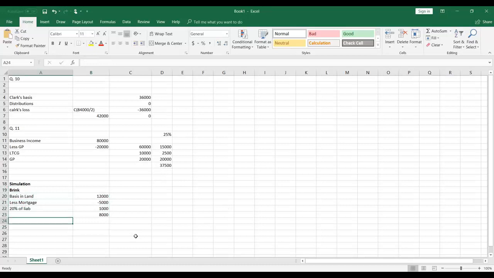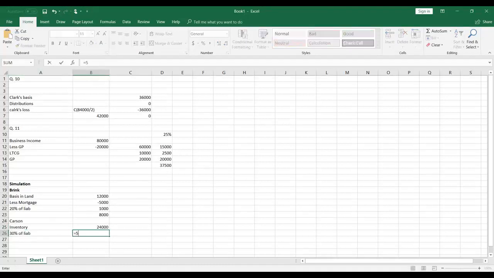Okay, great. Then let's look at Carson. What is Carson's story? Carson is giving us inventory, right? Again, he would get a basis of $24,000 plus, as pointed out, 30% of the partnership liability, right? So which is basically 5,000 times 30%, 1,500 he would get. So Carson's total basis.